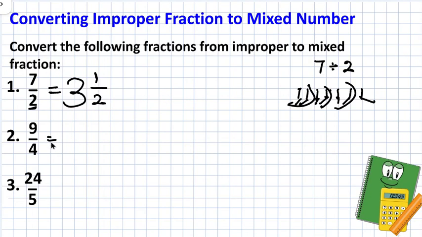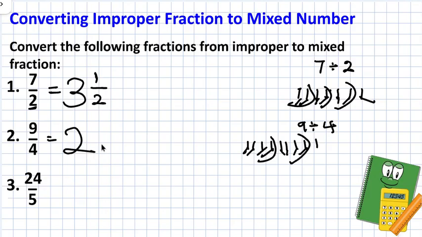Let's take a look at this example. So we have 9 divided by 4. So we count 9. 1, 2, 3, 4, 5, 6, 7, 8, 9. And then we divide it by 4. It went 2 times with a remainder of 1. So the number of times it divided becomes the whole. So we have 2 whole, remainder 1 over, you keep the denominator, 4.